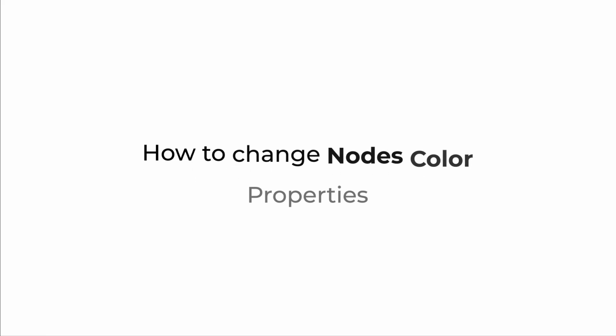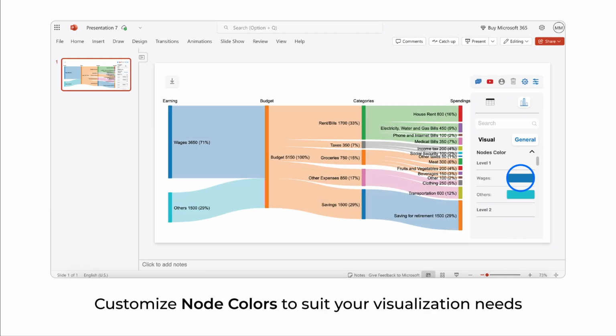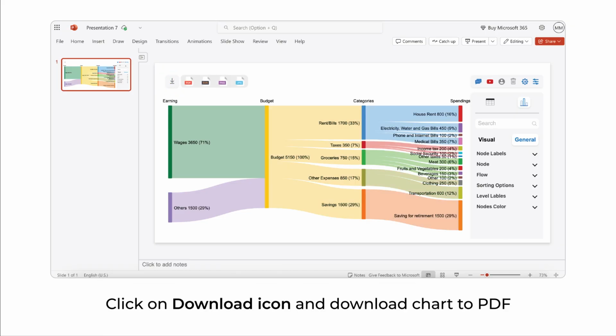How to change node's color properties. Click on Node's Color button. Customize node colors to suit your visualization needs. Click on Download icon and download chart to PDF.